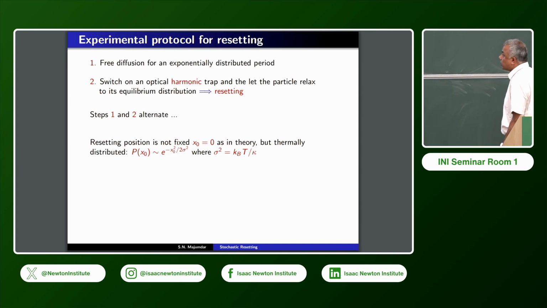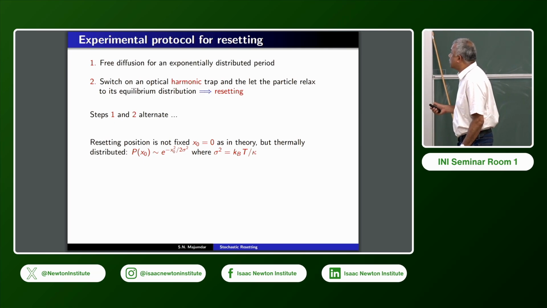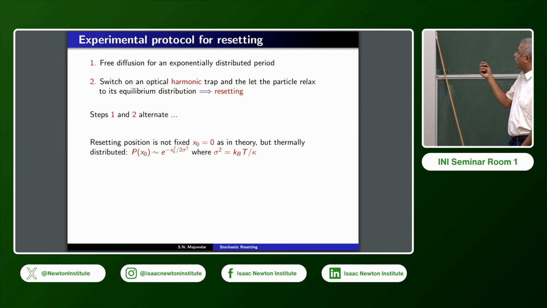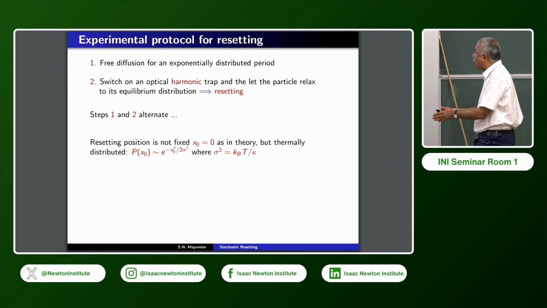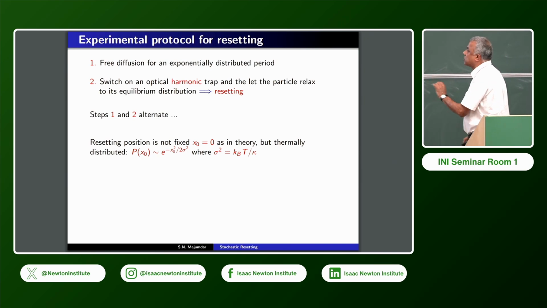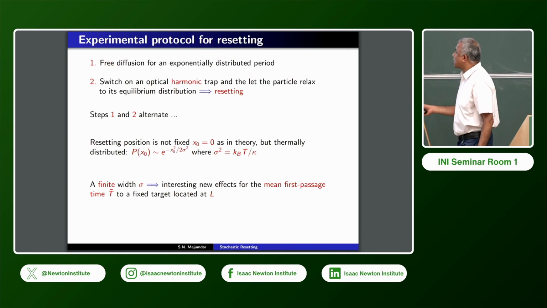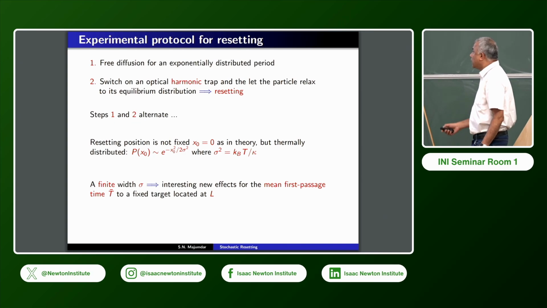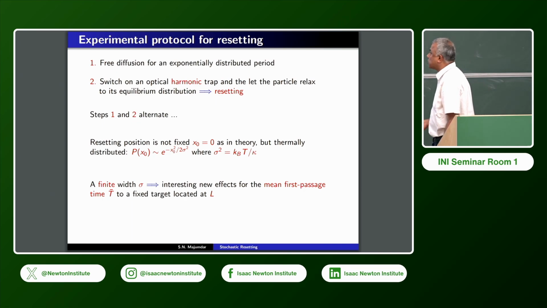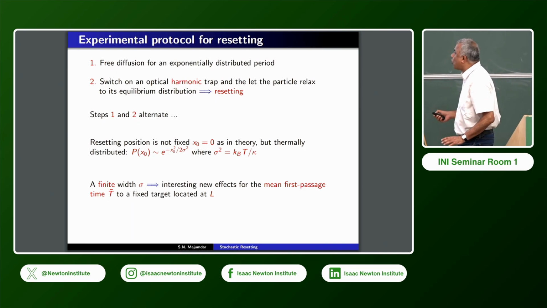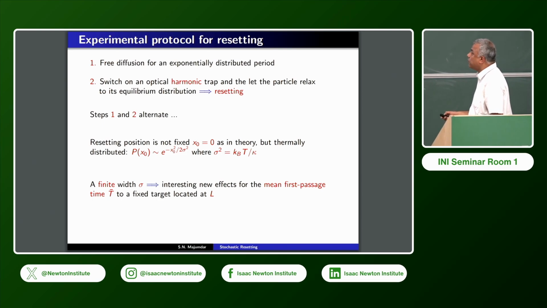So you can then ask, what happens when I introduce this additional length scale sigma, which is related to the temperature. That means I can control this length scale. So instead of resetting to a particular point, I'm resetting to a whole distribution. I'm choosing the resetting position from a Gaussian distribution with a length scale sigma. And this finite width sigma leads to new interesting effects on the mean first passage time. I'll not go into the details, but you can compute exactly this mean first passage time in the presence of a finite sigma.